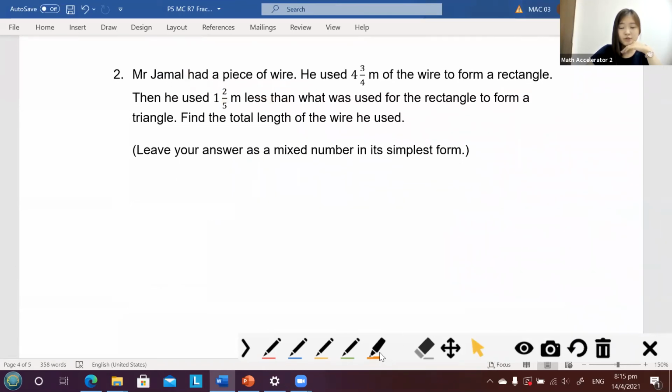Okay, question 2, I'm just gonna read the question first and tell you all the keywords. Then I'll let you try it by yourself first. Mr. Jamal had a piece of wire. He used 4 3/4 meters of wire to form a rectangle. Then he used 1 2/5 meters less than what he used for the rectangle to form a triangle. Find the total length of the wire he used. Okay, they want it in a mixed number in its simplest form. So can you try this first?